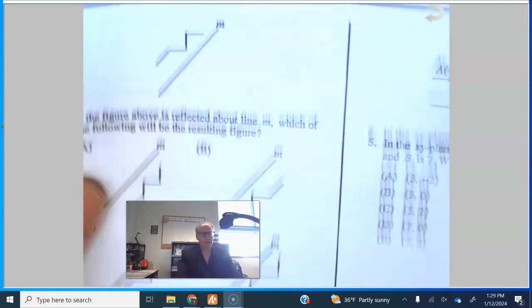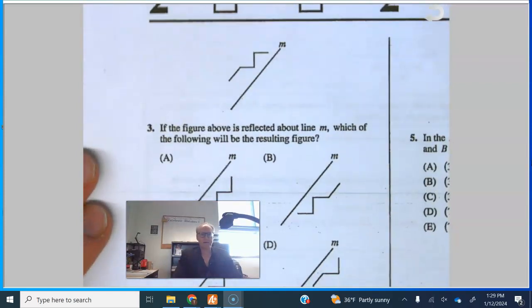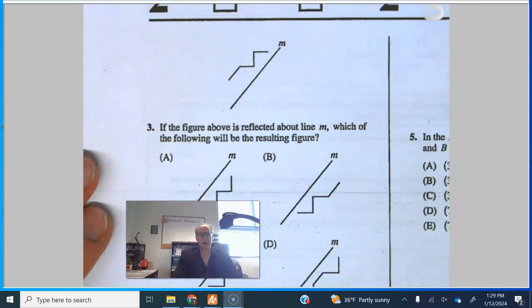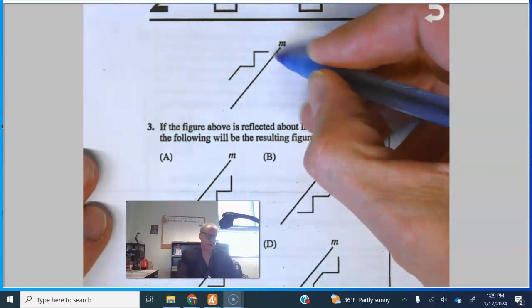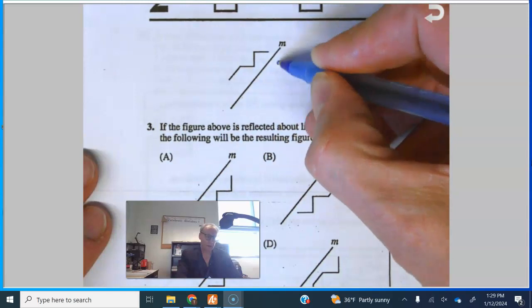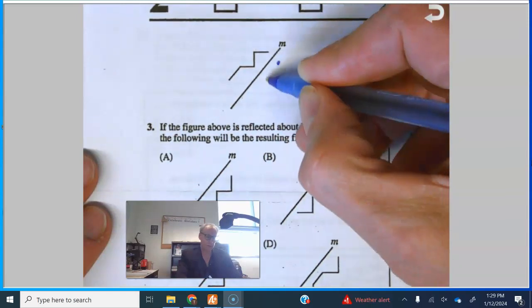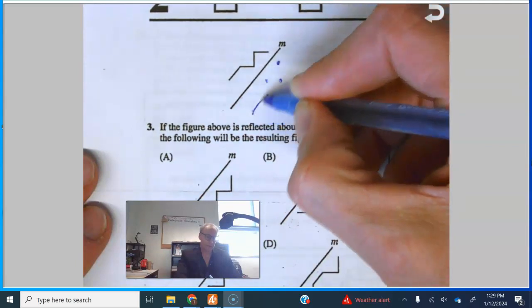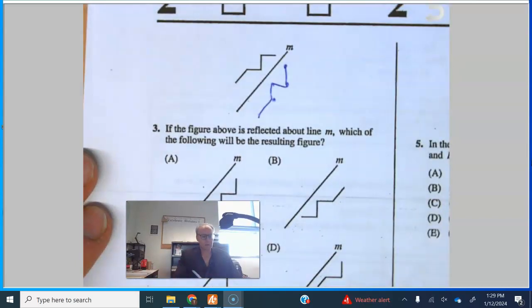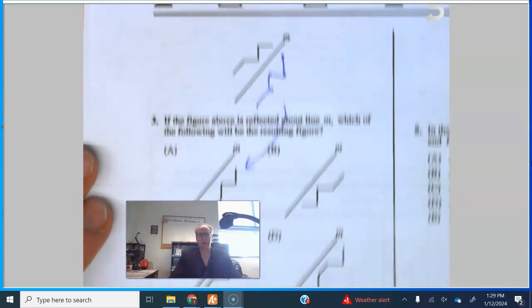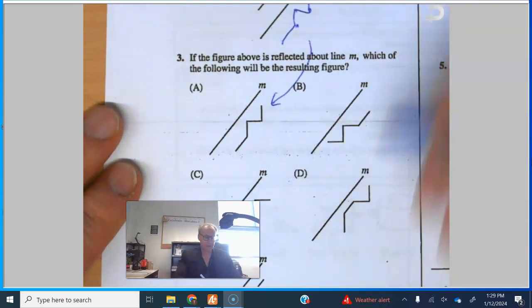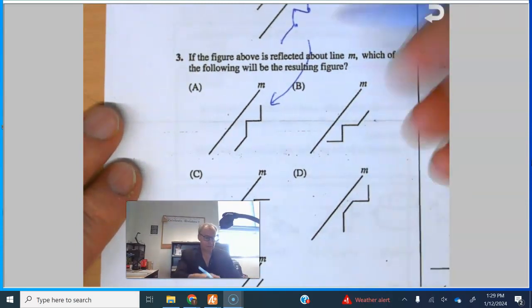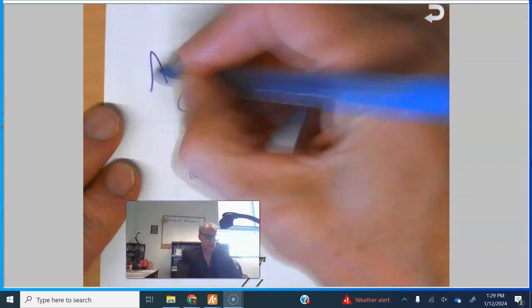Now with this one here, they ask me if the figure is reflected about line M, which of the following will be the resulting figure. I have a little trouble visualizing these sometimes. So what I did was I just reflected this point across, this point across, this point, which is up here, and this point, which is over here, and then I drew it. And we can see that it looks like that one right there. There are no other possibilities. This one is backwards, that one's backwards. It's definitely A, and I'm moving on.